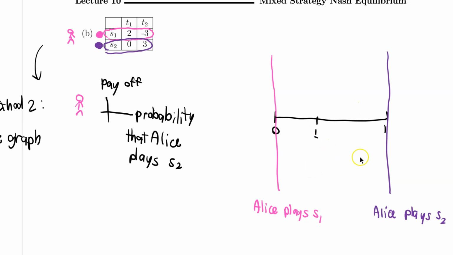Okay, let's say this is 1/3. So again, the x value is the probability that Alice is gonna play S2. So if Alice ends up choosing this point, that means Alice is gonna play S2 with probability 1/3 and play S1 with probability 2/3. Then remember again, the x value is the probability that Alice is gonna play S2.